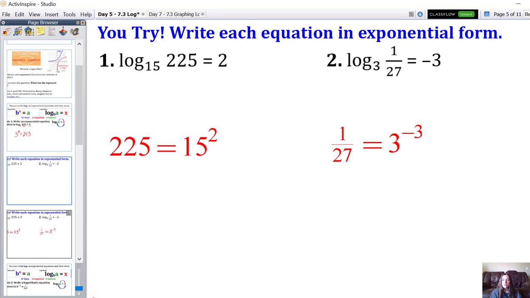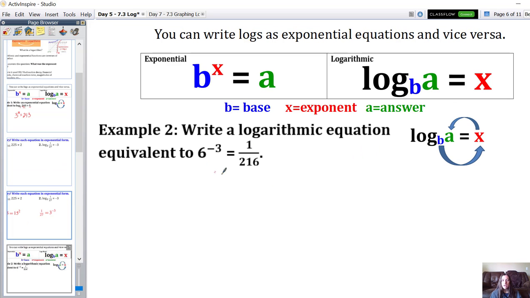Now let's practice going the other direction. Here we're going to be given an exponential equation and we need to rewrite it as a log equation. So 6 is our base, so I'm going to put log with a base of 6. My answer is this 1 over 216. And then my log is equal to an exponent. So that is this equation in log form.